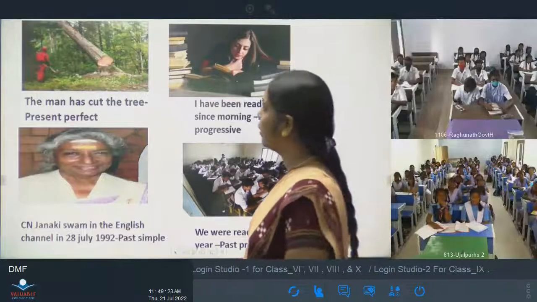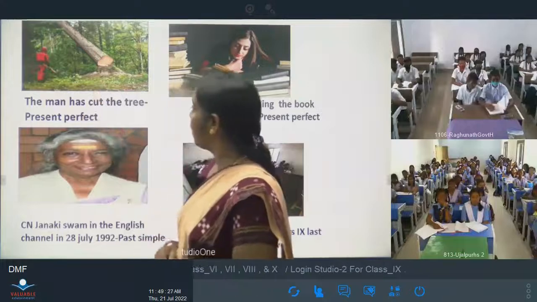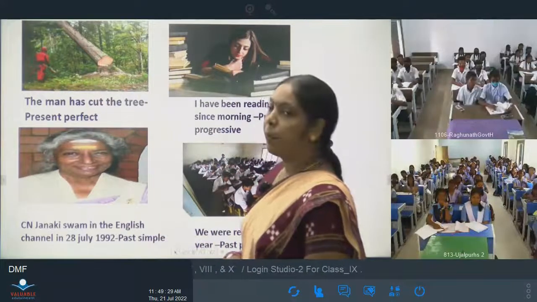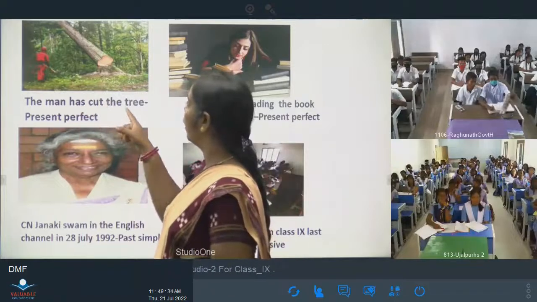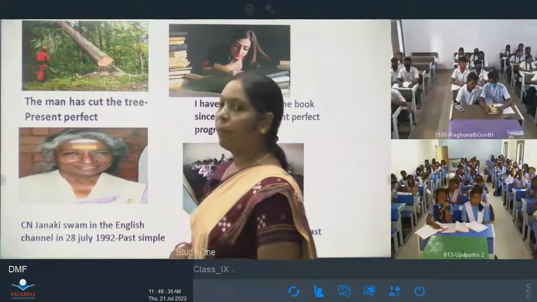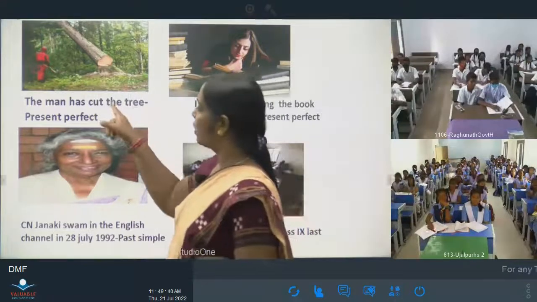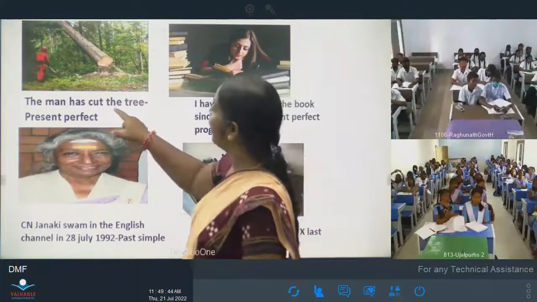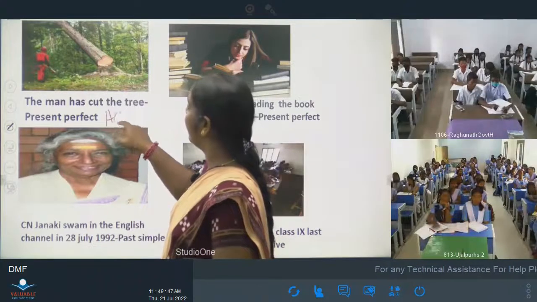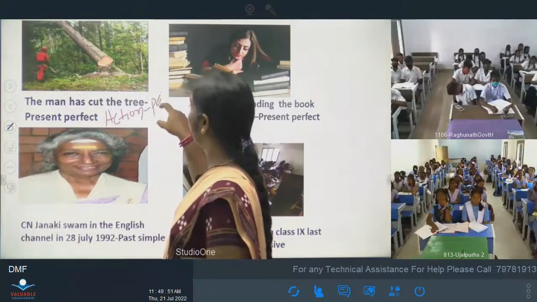Now students, look at this picture. This is a picture from present perfect tense. The man has cut the tree. Here the action started in the past.